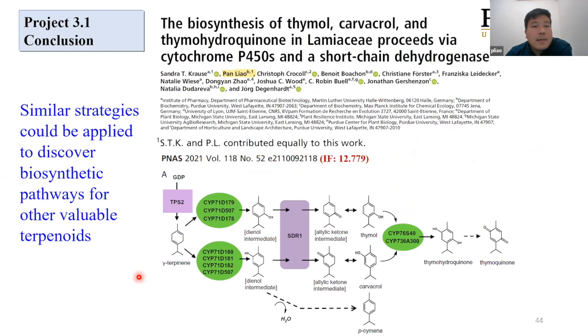So what I have solved is this step. I found that these two P450s are responsible for using thymol and carvacrol to produce thymohydroquinone. We collaborated with others to publish the whole pathway. The Japanese group found some CYPs involved in this step, which can use gamma-terpinene to produce some intermediates. And then with the help of the SDR, also a dehydrogenase, they form some more intermediates, and then become thymol and or carvacrol. So this is the whole story from here.